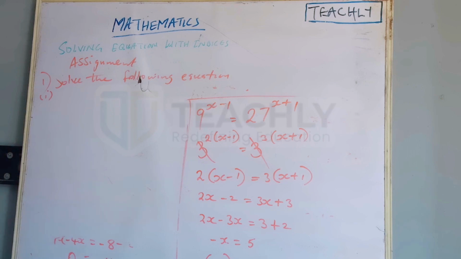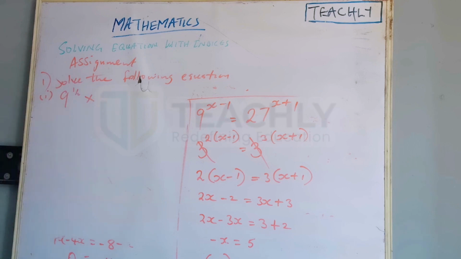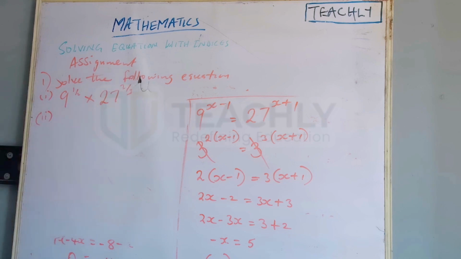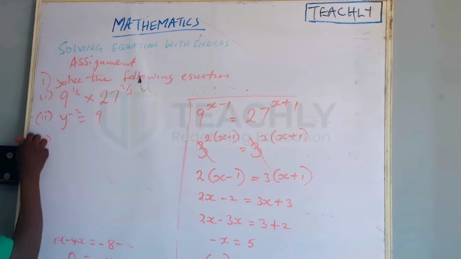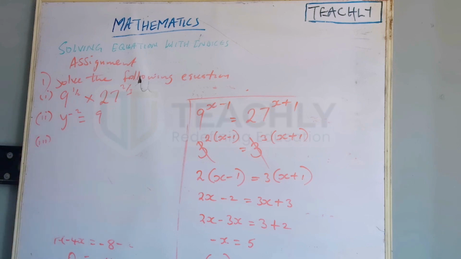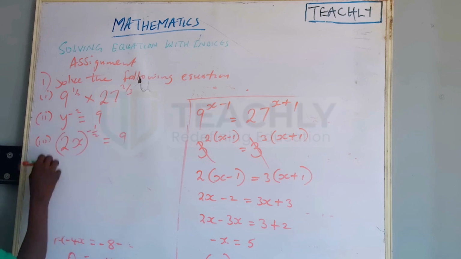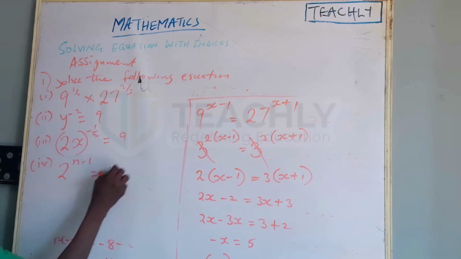Number 1: 9 to the power 1 over 2 and 27 to the power 2 over 3. Number 2: 1 to the power minus 2 equals 9. Number 3: 2 raised to power x, bracket minus 1 over 2, equals 9. Number 4: 2 raised to power n minus 1 equals 16.